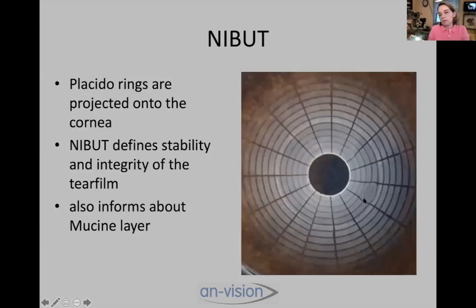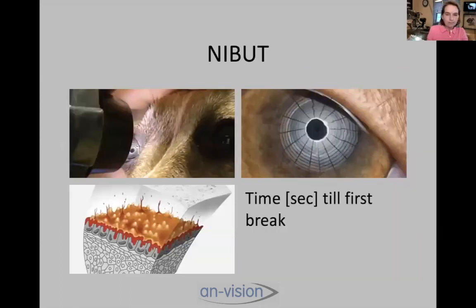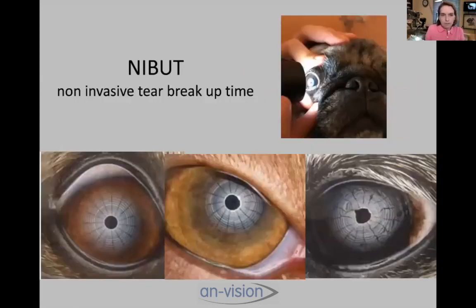So the software measures the time between evenly placed placido rings and the first break. That gives you information on the stability of the tear film, and also indirectly on the mucin layer. So you measure the time until you see the first break, and that's the non-invasive breakup time. You don't need to use the fluorescein that we talked about just seconds before.